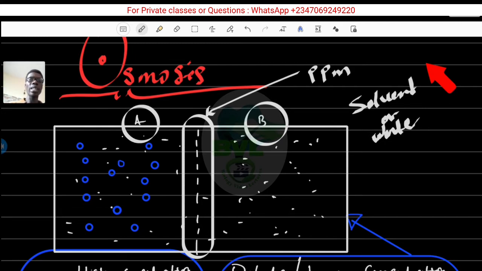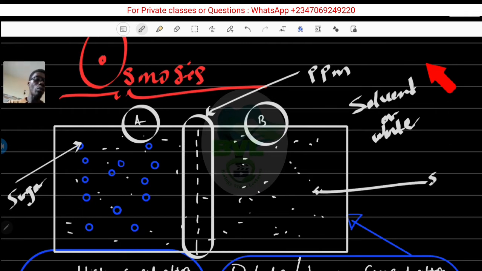Now, in these 2 regions we have here, they are separated by this PPM, partially permeable membrane, which is the same thing as saying semi-permeable membrane. This blue substance there represents sugar or salt. In this instance, I'm referring to sugar. It could just be sucrose, but it could be salt also. Then each of these white things refers to water molecules, please. Water molecules.